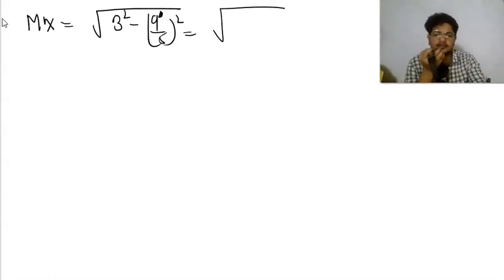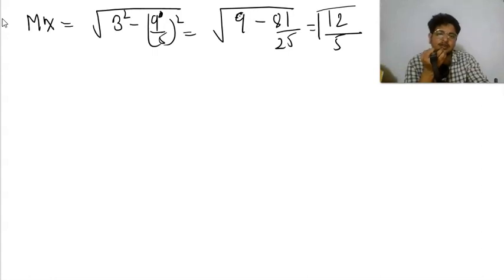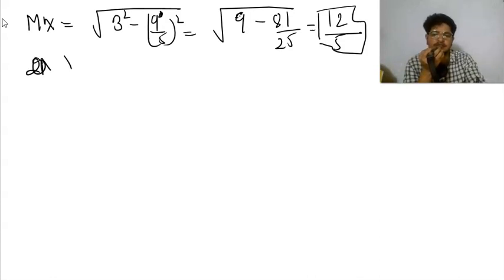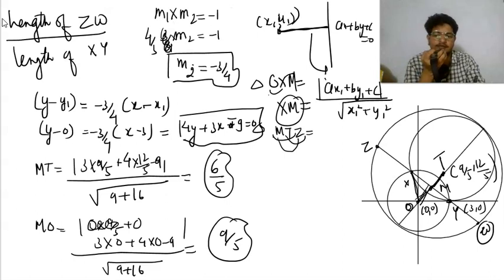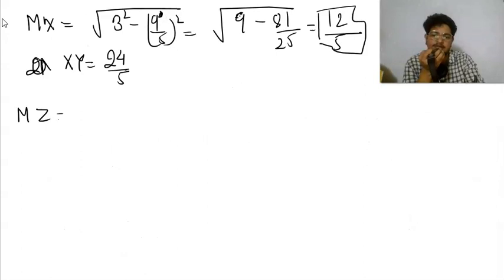Okay, now if I solve this one, I get 9 minus 81 by 25. If I solve this, I get the value 12 by 5. And mx we got already, so 2mx, which is equal to xy, is 24 by 5. Now we have to find the value of mz, which is nothing but r square, r square here.